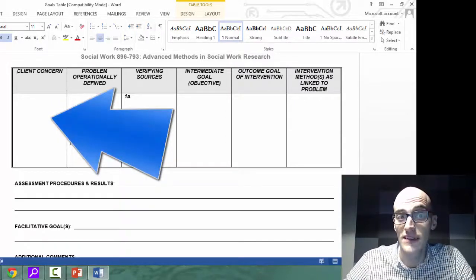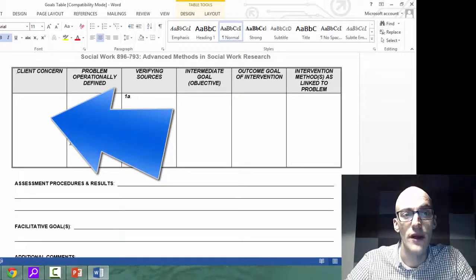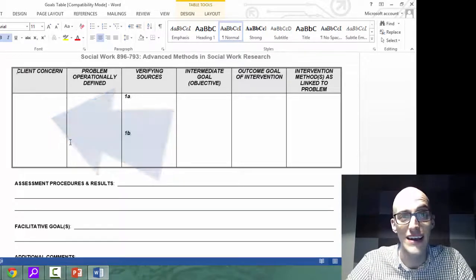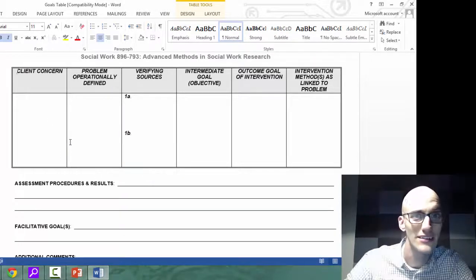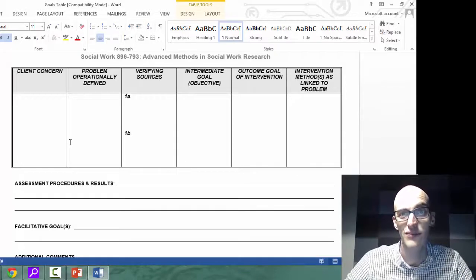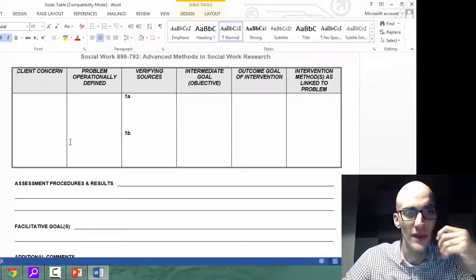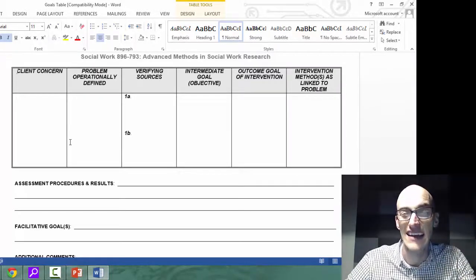So the client's concern is essentially the client's problem. What they're coming in for today, whether it be anger issues, problems with their spouse, problems at work. But it doesn't necessarily say anything about any kind of measurement.